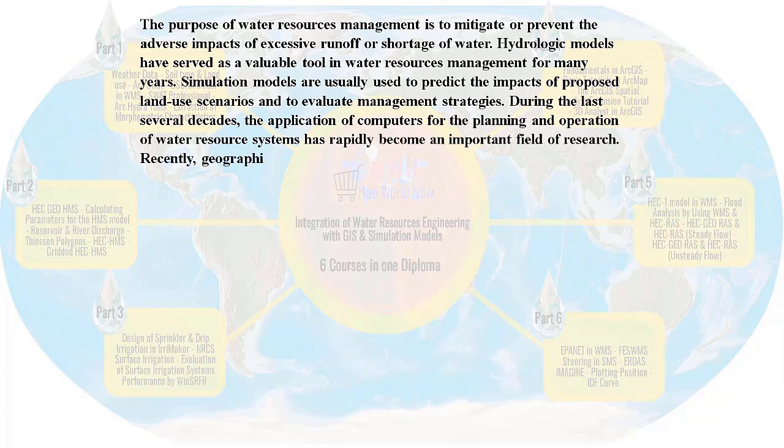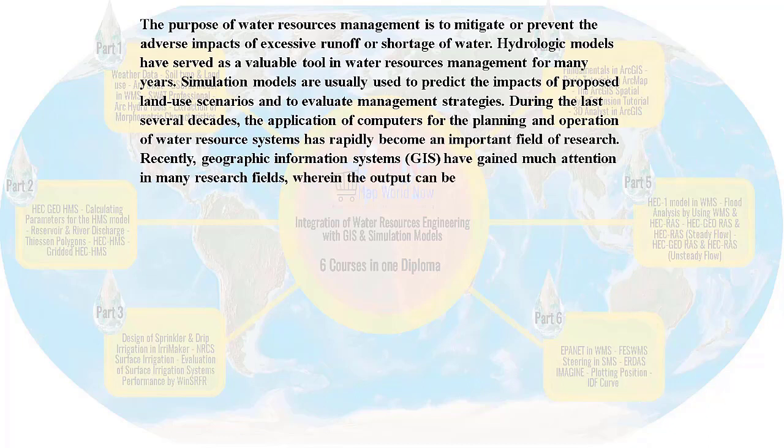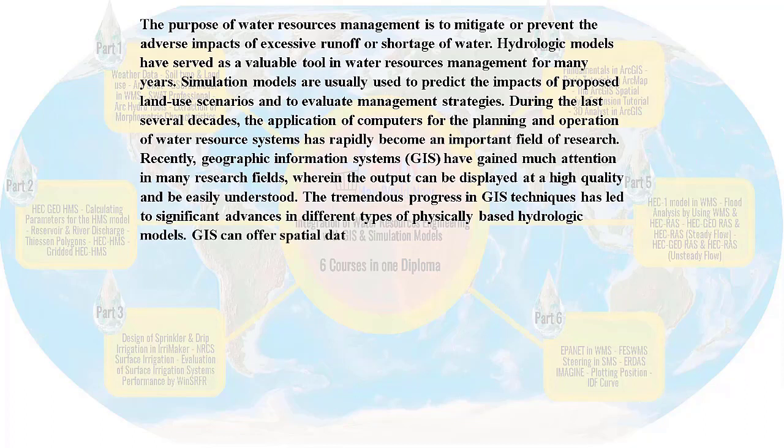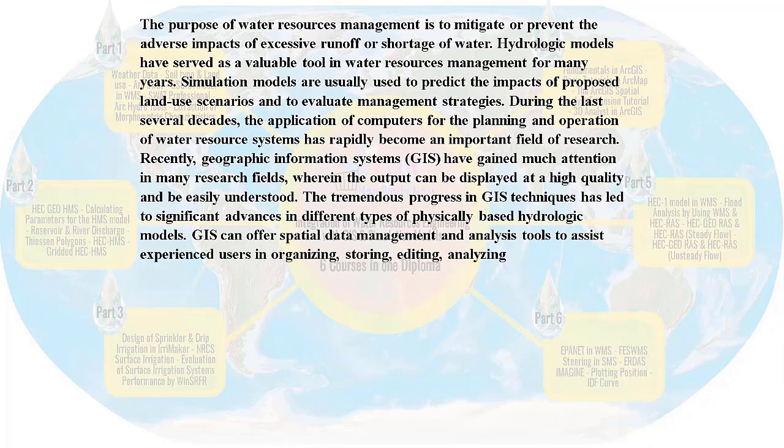Recently, geographic information systems, GIS, have gained much attention in many research fields, wherein the output can be displayed at a high quality and be easily understood. The tremendous progress in GIS techniques has led to significant advances in different types of physically based hydrologic models. GIS can offer spatial data management and analysis tools to assist experienced users in organizing, storing, editing, analyzing, and displaying local and attribute information about geographic data.